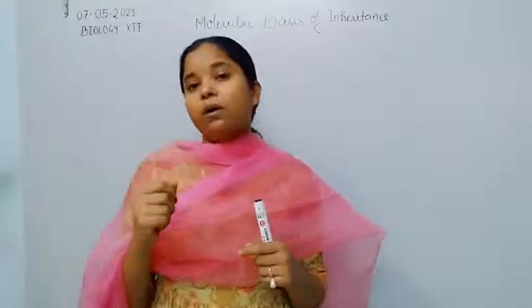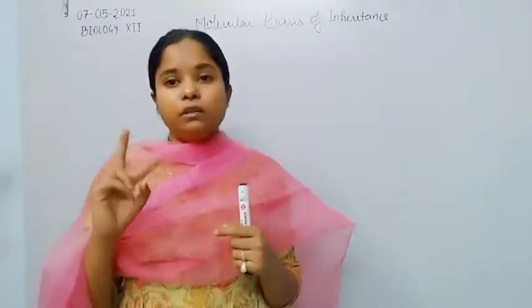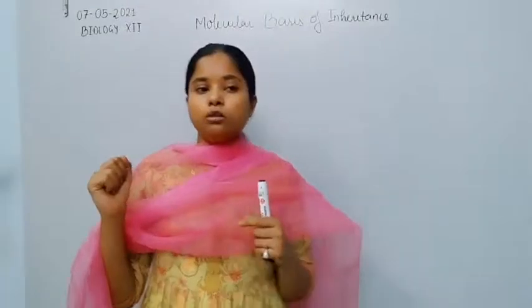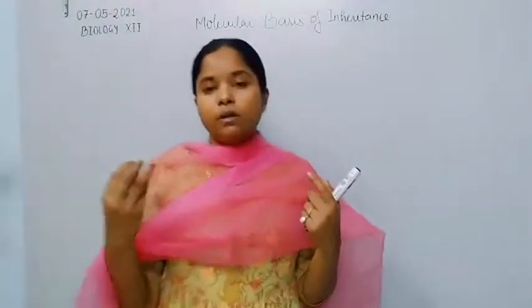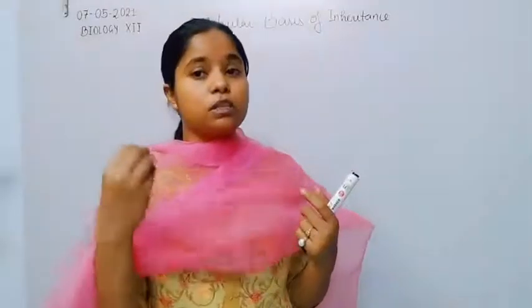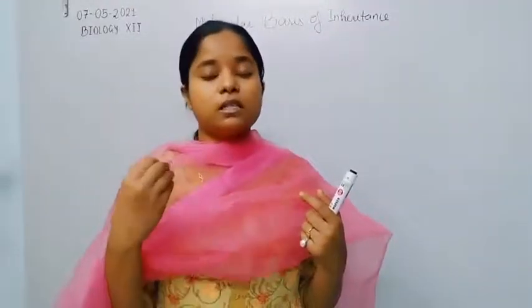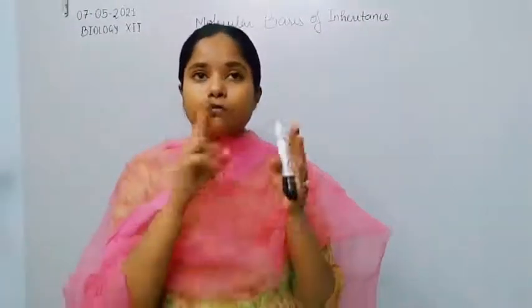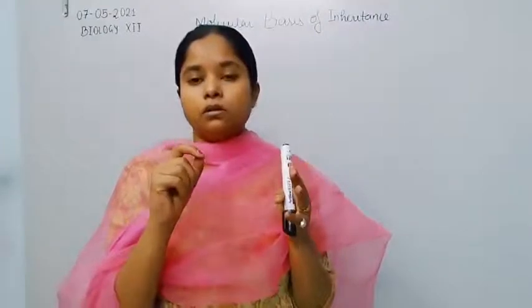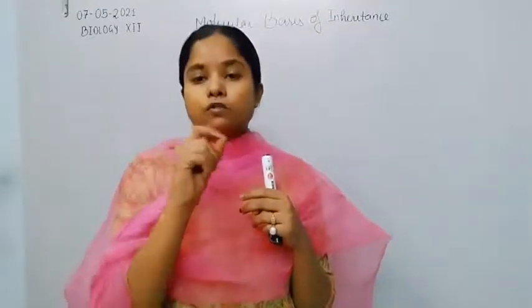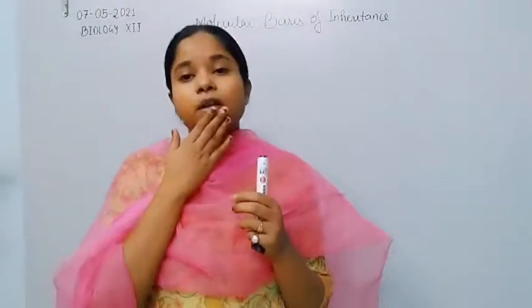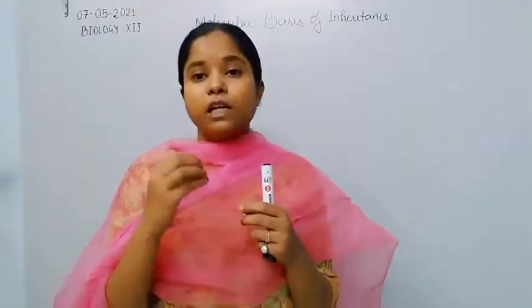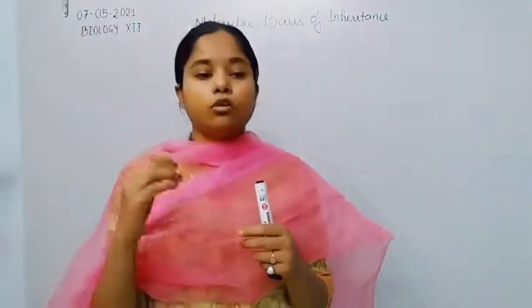The third compound is the phosphate group, with two negative charges. That's why the DNA molecule is a negatively charged nucleic acid, due to the presence of phosphate groups. DNA is always synthesized in the direction of 5' to 3', because the phosphate group on the 5' carbon attaches with the free nucleotide, and the 3' hydroxyl group always attracts the 5' phosphate group. So synthesis always takes place in the direction of 5' to 3'.